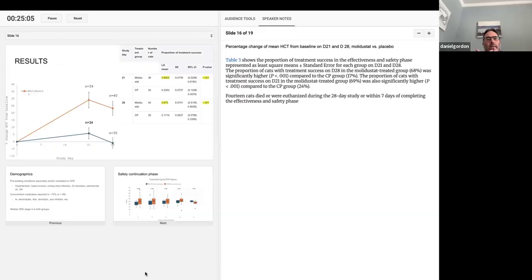So when we look at the results, looking at the molidustat group versus the placebo group, you can see that the molidustat group definitely had a significant change upwards at the 21-day mark and the 28-day mark. They had what they termed a 69% success rate at day 21 and a 67% success rate at day 28.